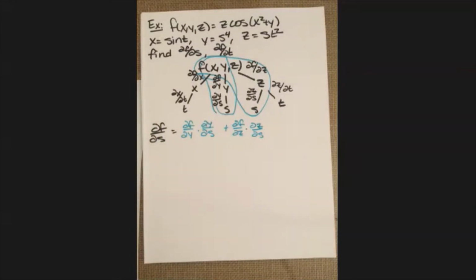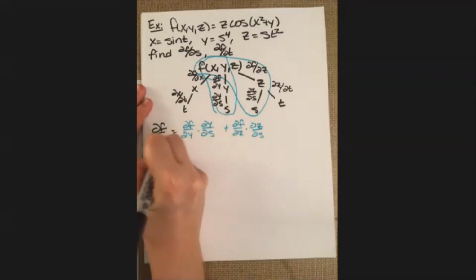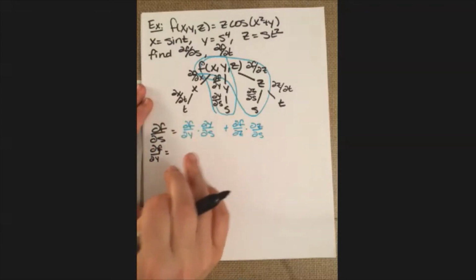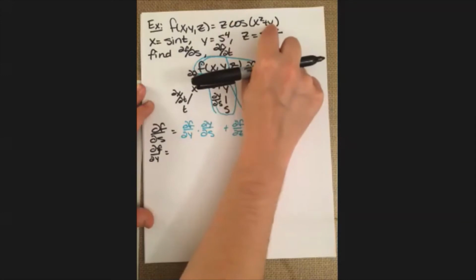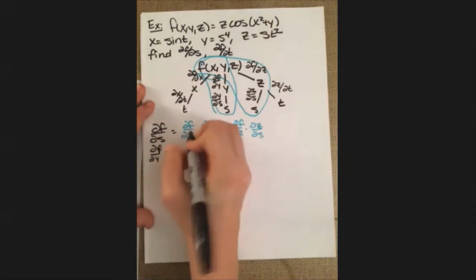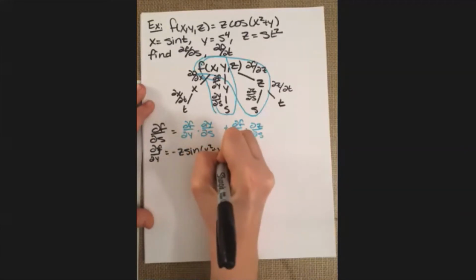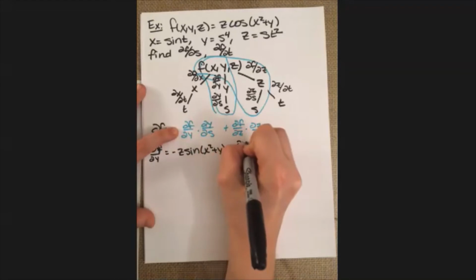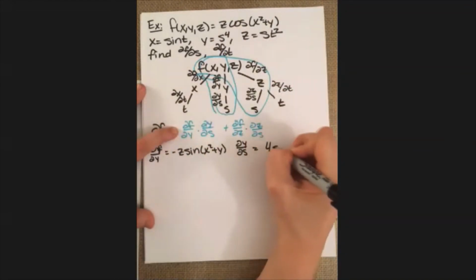So let's see here, partial of f with respect to y. Looking back up here, we're going to take this with respect to y. That's going to give me negative z sine of x squared plus y. And then if I take the partial of y with respect to s, that is going to give me just 4s cubed.